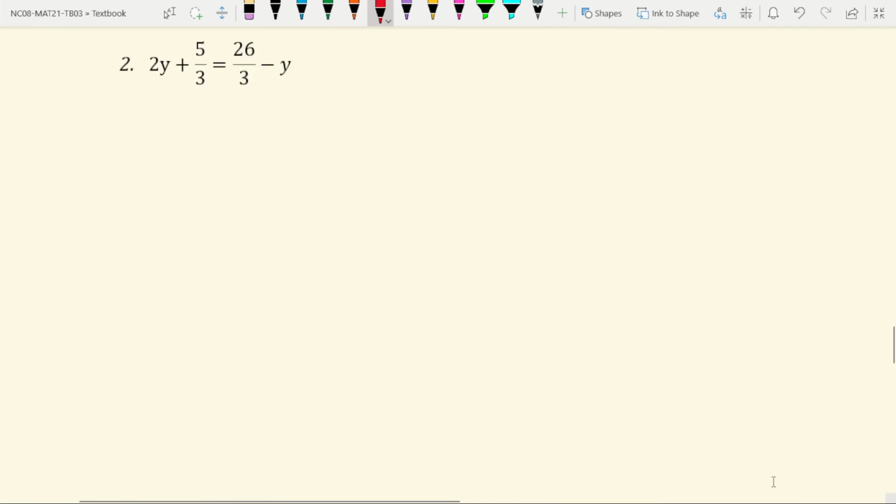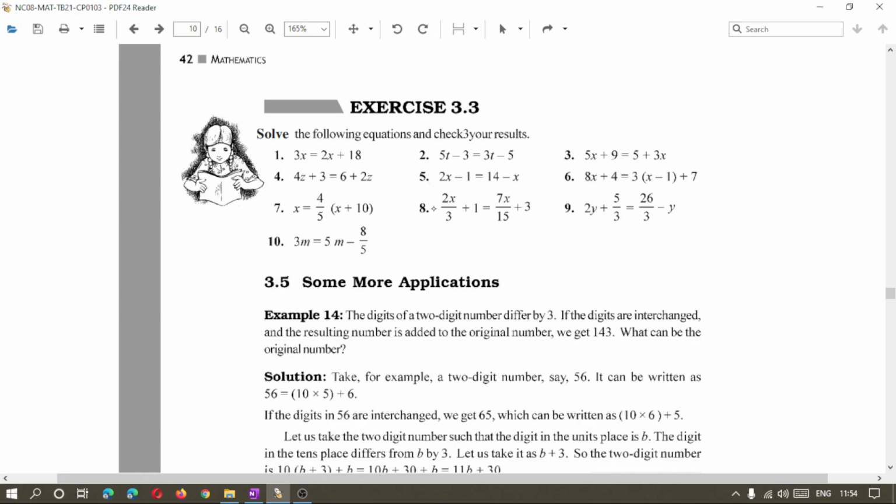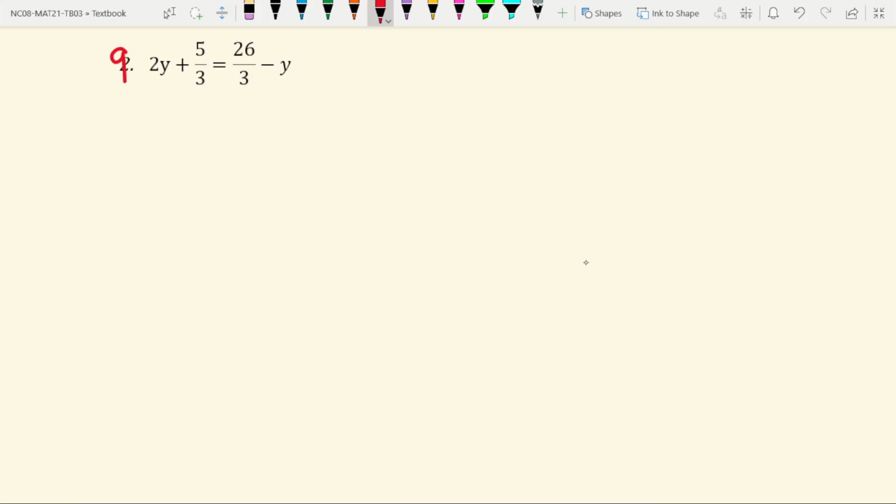Let us solve the next equation now. This equation is the 9th question in our textbook. This is the 9th equation in our textbook. So to solve this, as always, I have to first identify the terms and separate them.